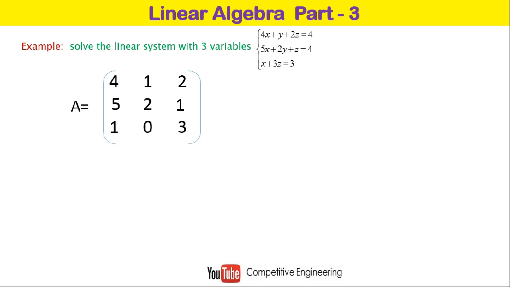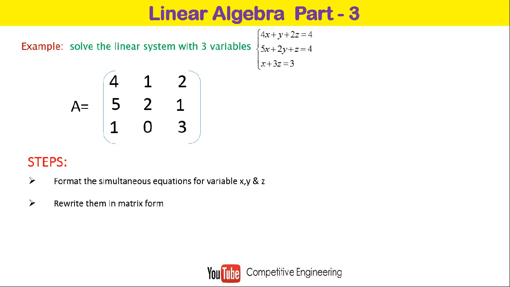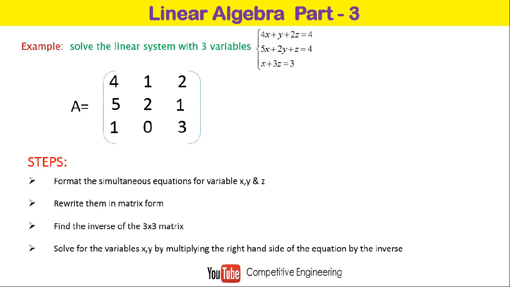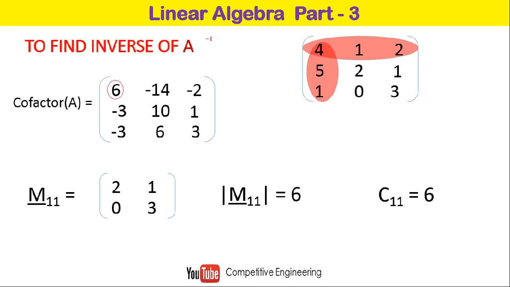Now we will convert to the matrix. This is the coefficient matrix: 4 1 2, 5 2 1, and 1 0 3. The steps are: format the simultaneous equations in the variables x, y, z, then rewrite in matrix form. So we wrote the coefficient matrix, find the inverse of the 3 by 3 matrix A, then multiply it with the right side matrix to solve the equations. So how do we find the inverse of the matrix?